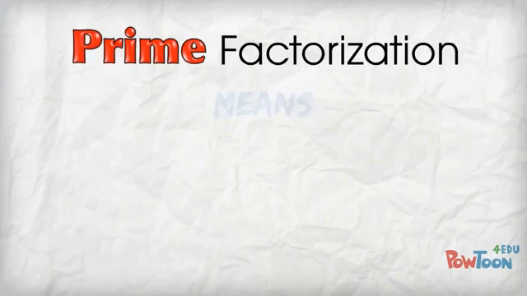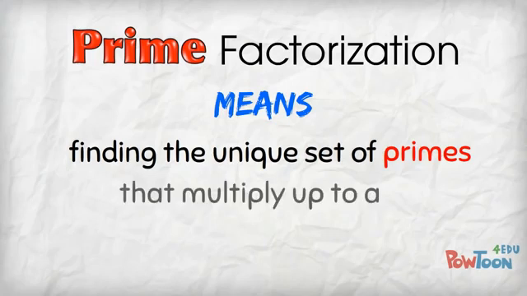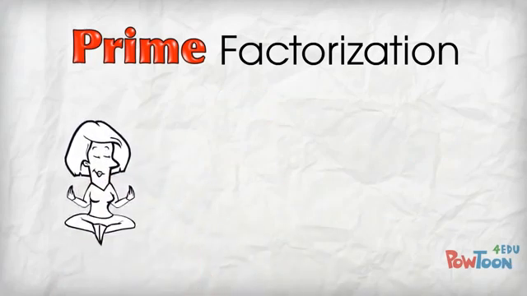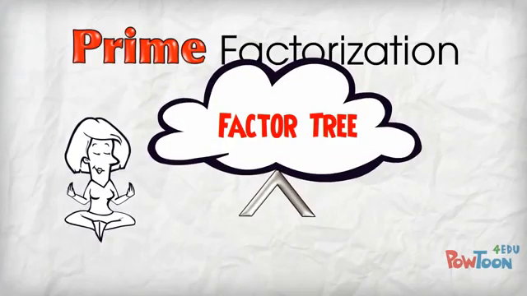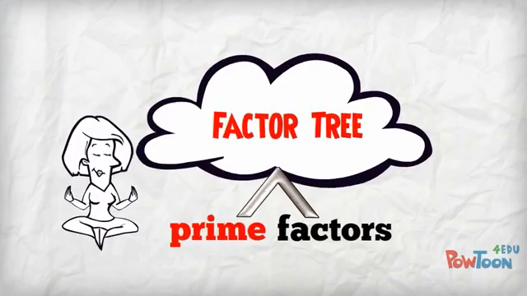Prime factorization means finding that single set of prime numbers that multiply up to a given composite number. To do a prime factorization, we can use a factor tree to help us split each composite number apart into its prime factors. Let's do an example.